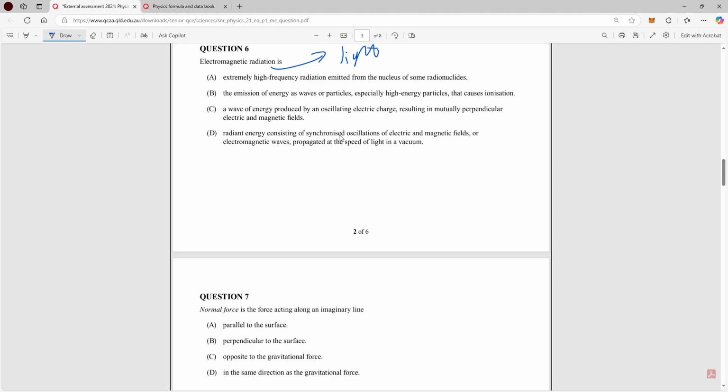So here B, the emission of energy as waves or particles, is a bad description, okay? That's not really describing much about it. A, a wave of energy produced by oscillating electric charge. Now, this would have been correct, but they said charge, okay? It's an electric field itself, resulting in mutual perpendicular electric and magnetic fields. Okay, so that's probably the best description so far, okay? Alright. Radiant energy consisting of synchronized oscillations of electric and magnetic fields, or electromagnetic waves propagated at the speed of light. That is the best description. So this one has some elements that are correct, but this is by far the best description. So I'm going to go with D as the correct answer.